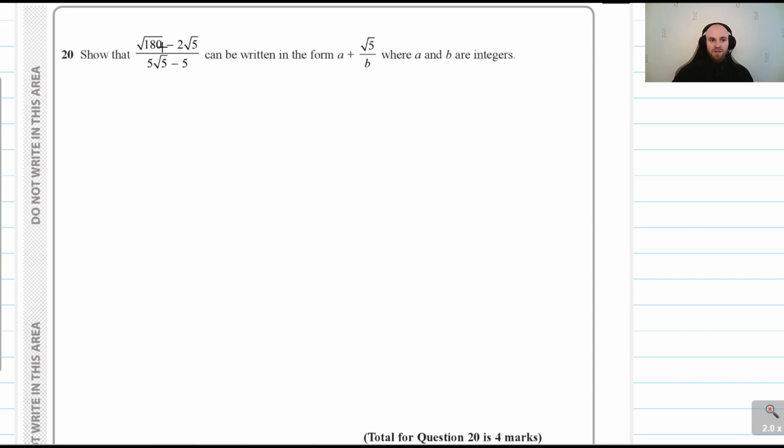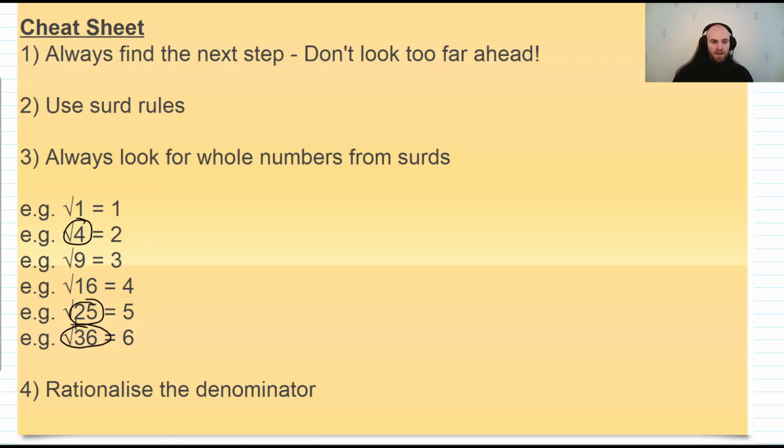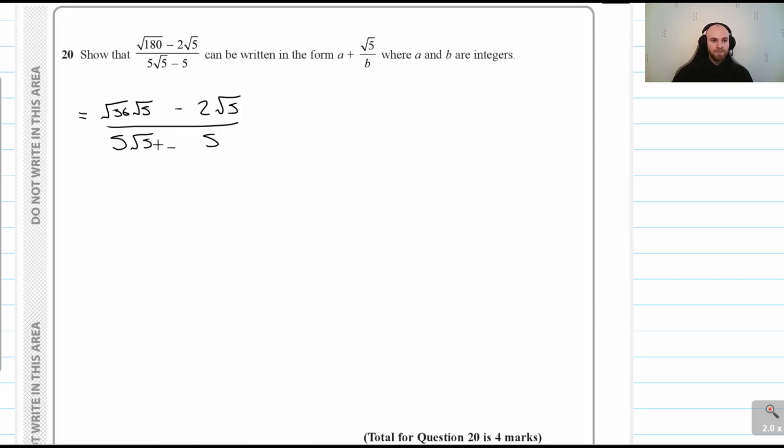So we have this root 180, but a lot of this is in terms of root 5. So I want to try and get this in terms of root 5 if I can. So root 180 is the same as root 36 times root 5. And then we'll just finish the rest of the equation. And this is perfect. Can you see this root 36 here? On the cheat sheet, if we have root 36, this is fantastic because we can just change this for a 6, which is exactly what we want to do. Just get rid of those surds and get it into a whole number form.